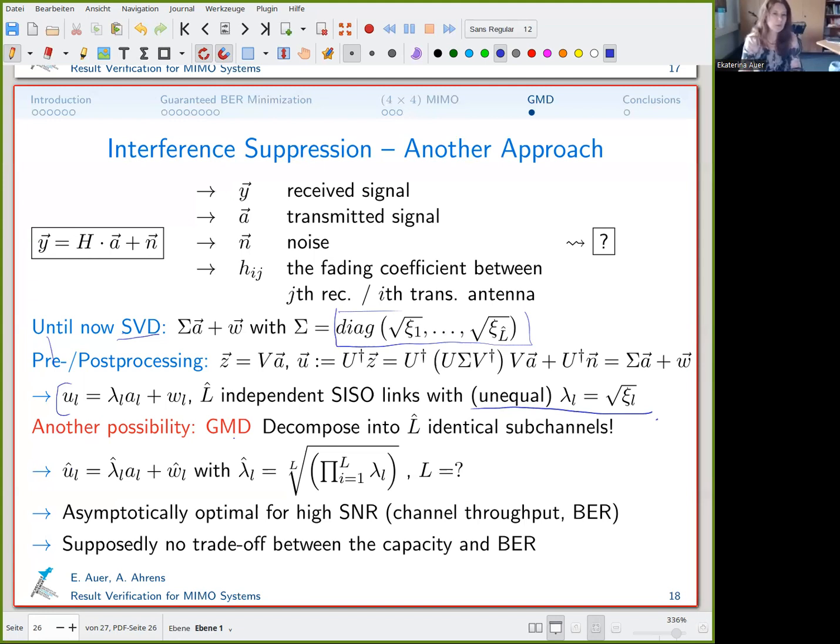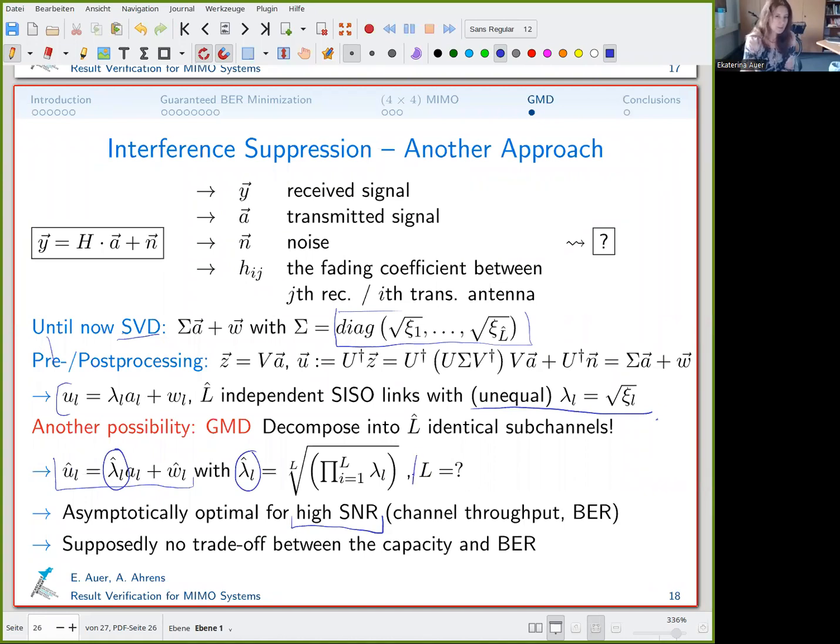Well, not the exact problem, but a similar problem, an approximate solution. An approximate solution is given by the so-called geometric mean decomposition. So we decompose now not into a number of unequal subchannels, but into a number of identical subchannels. These identical subchannels are given by the geometric mean of the singular values of the channel matrix H. This can be shown to be asymptotically optimal for high signal-to-noise ratio with respect to both the channel throughput and the BER. So this solution supposedly has no trade-off between the capacity of the channel and the BER.